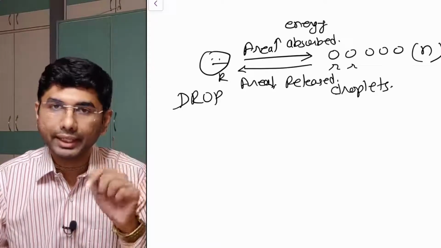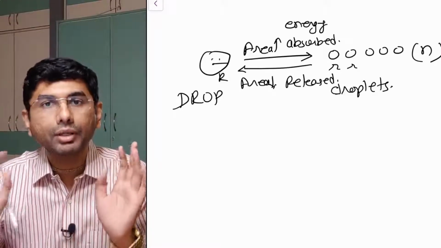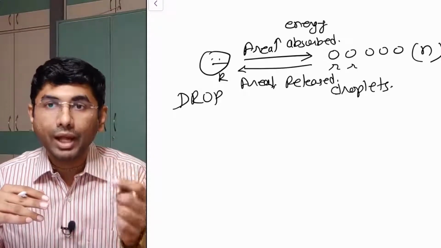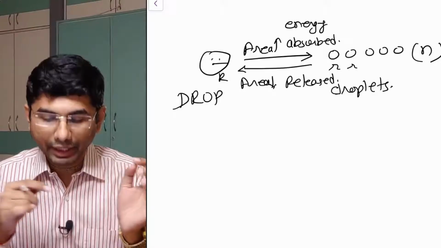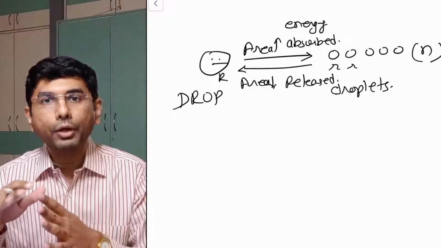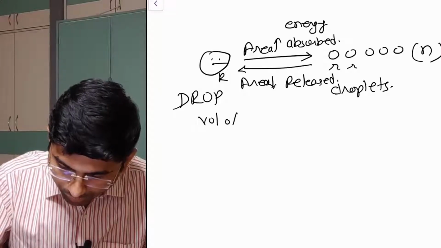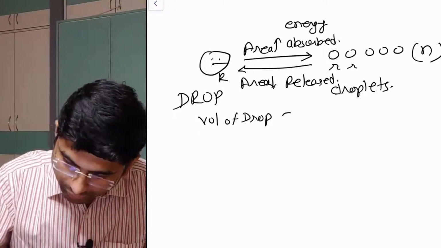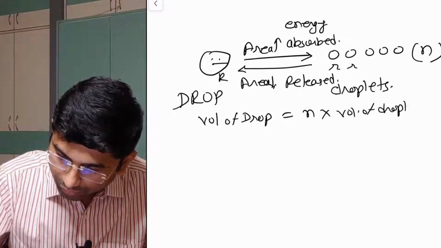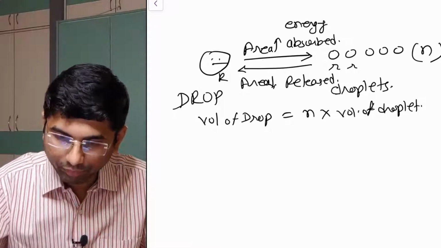The observation is that the area is changing, and that's why energy is sometimes absorbed and sometimes released. Some work is done whenever I convert a drop into droplets. But one thing is constant, that is volume. And this volume gives us the relationship between capital R and small r, the radii of the drop and the droplets. We need this to find the effective area. Now the volume of the drop is equal to N times the volume of a droplet, where N is the number of droplets.